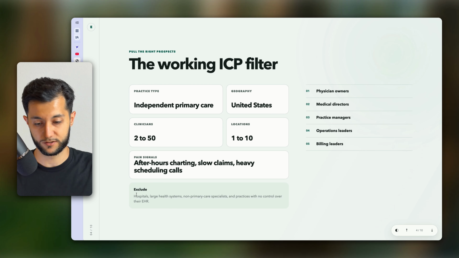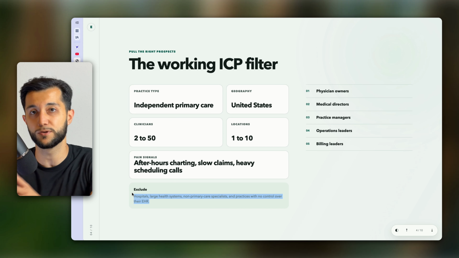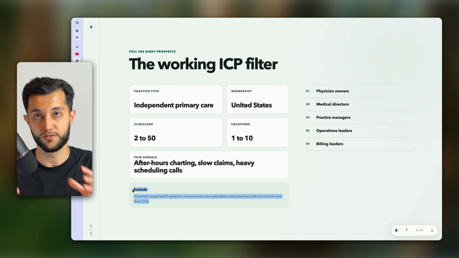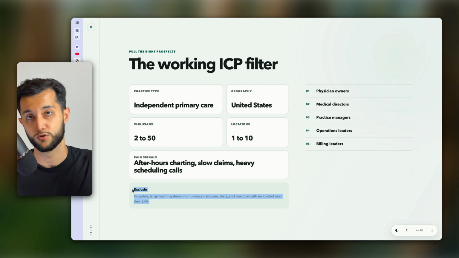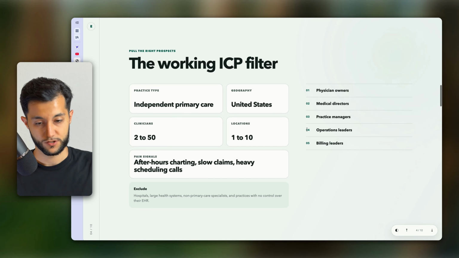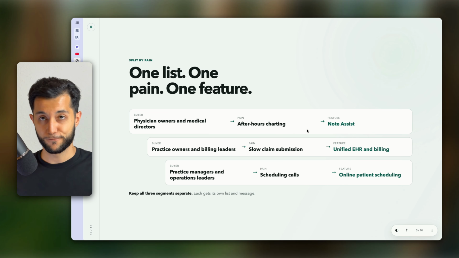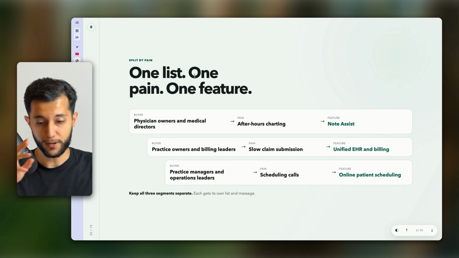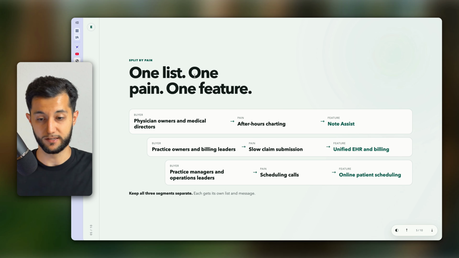And we will specifically exclude hospitals, large health systems, non-primary care specialists, and practices with no control over their EHR, because they would not be ICP fit. And ICP, by the way, is ideal customer profile, right? They would not be in the target audience that Elation would usually target. So we will get the physician owners, medical directors, practice managers, operations leaders, and billing leaders at these primary care centers, right? So then the campaign strategy for those prospect lists looks as follows. We will have one list, one pain, one feature. Those are the 3 things mainly, right?